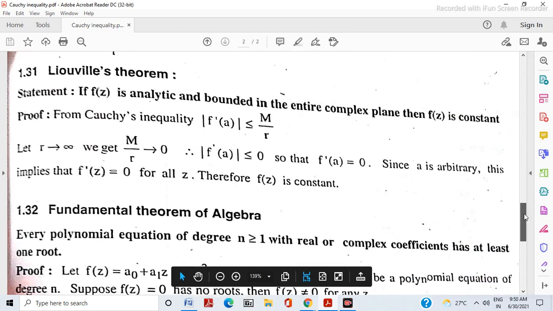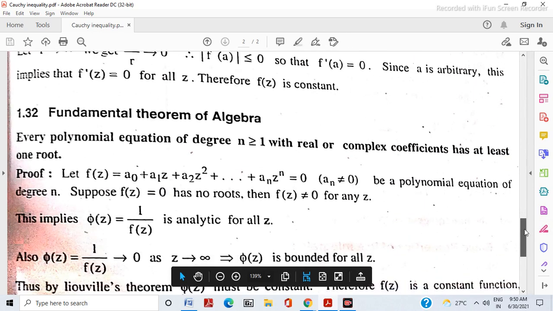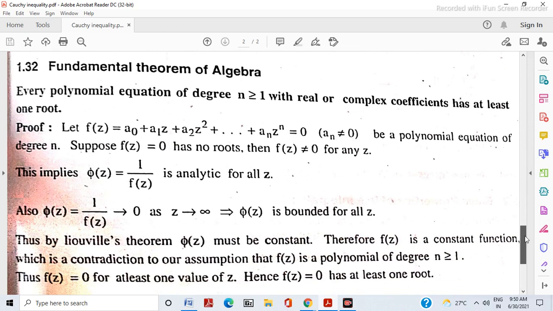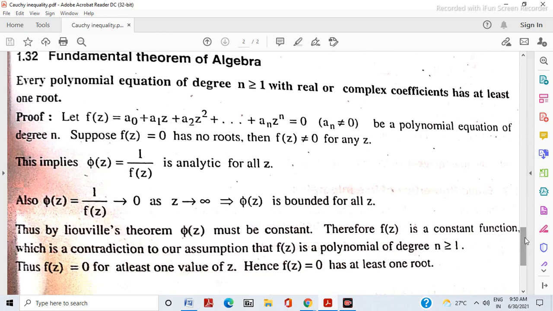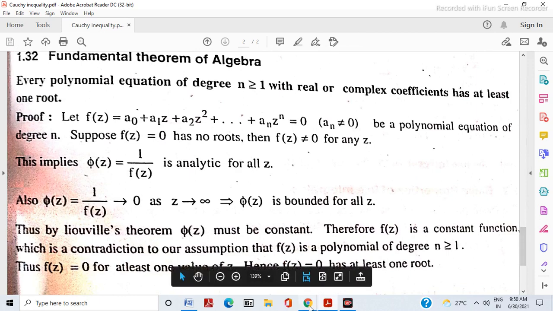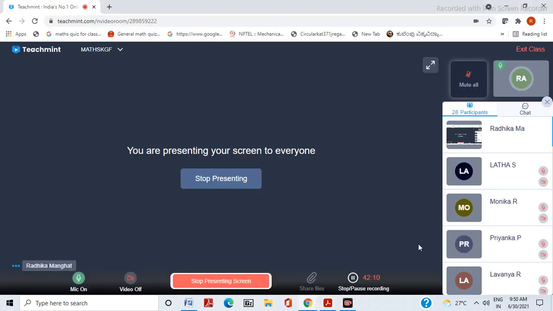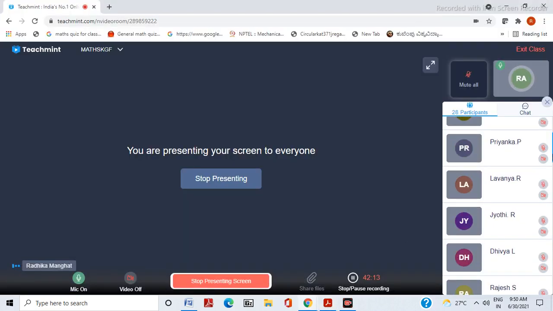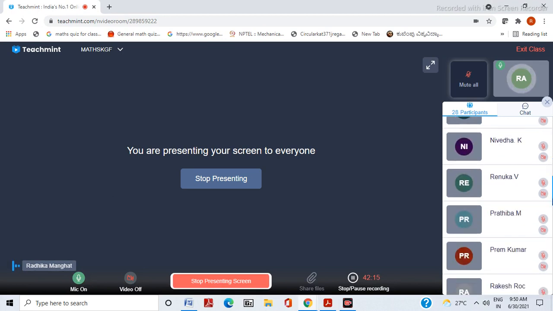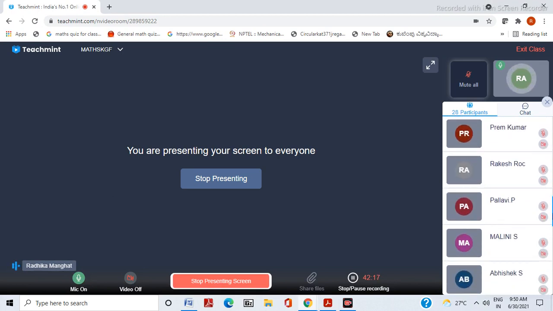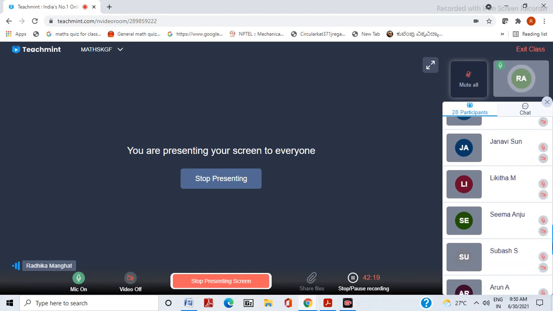Any doubts on this theorem? Any doubts? Anybody has any doubts on that one? Second theorem? Anybody has any doubts? Second theorem, whether anybody has any doubts? Shall I move to the next one now?